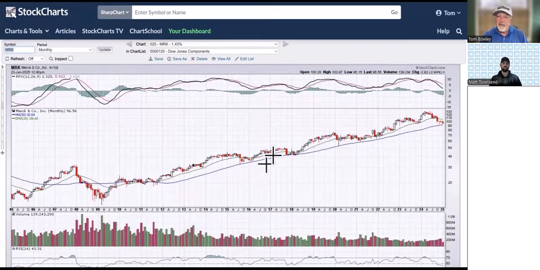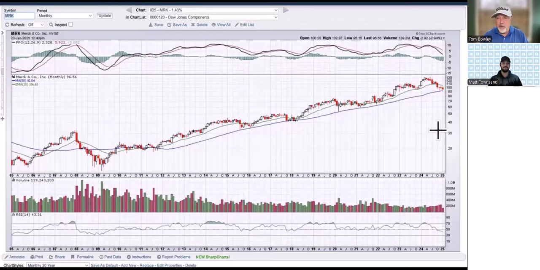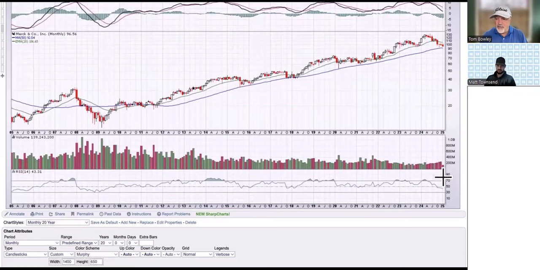But if we go back and look at this monthly chart, what happens when Merck hits its 50-month moving average? And what happens when Merck gets close to its monthly PPO, when that gets near zero? What happens when those two things happen? And what happens when Merck has its monthly RSI in the 40s? Go back and look at history.